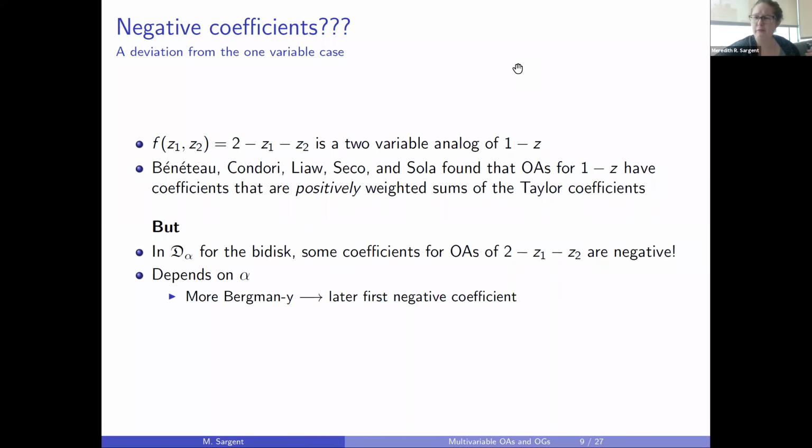It kind of depends on alpha. One thing we noticed was that if alpha is negative, that is more Bergman-y, then the first negative coefficient showed up in a later optimal approximant. For example, in the Hardy space for 2 minus z1 minus z2, our first negative coefficient appeared in the 17th optimal approximant. And in the Dirichlet space, it occurred in the 8th optimal approximant. And in the Bergman space, it occurred in the 47th optimal approximant.